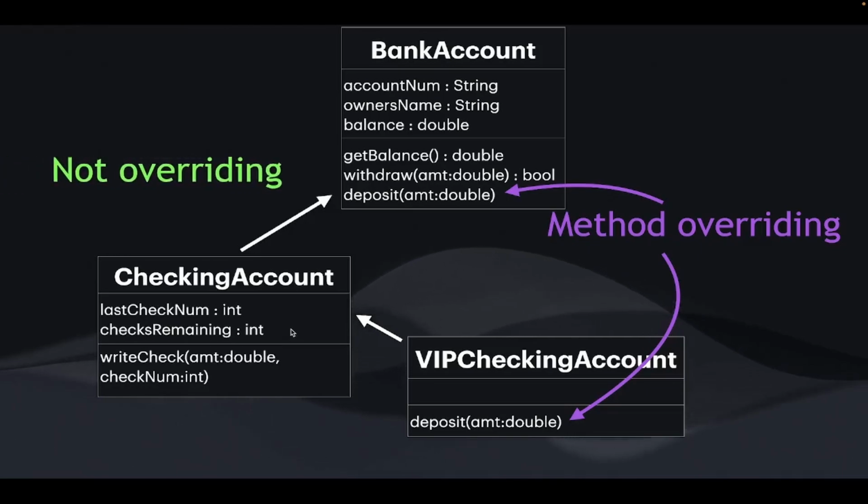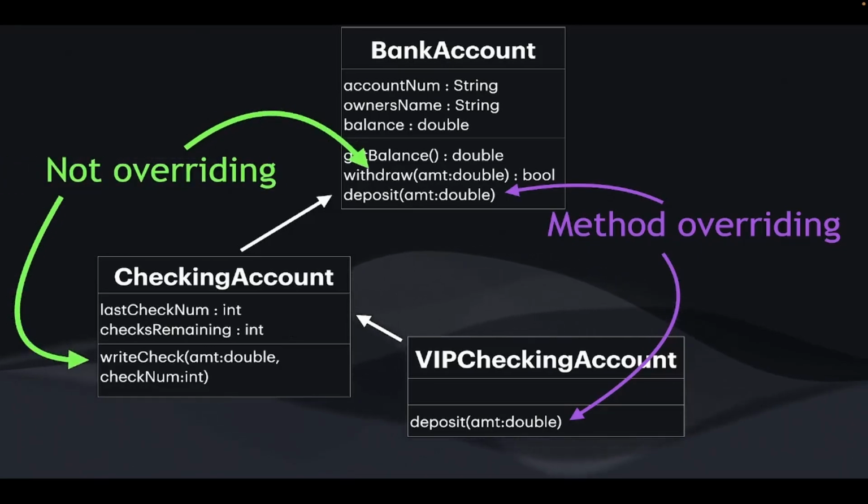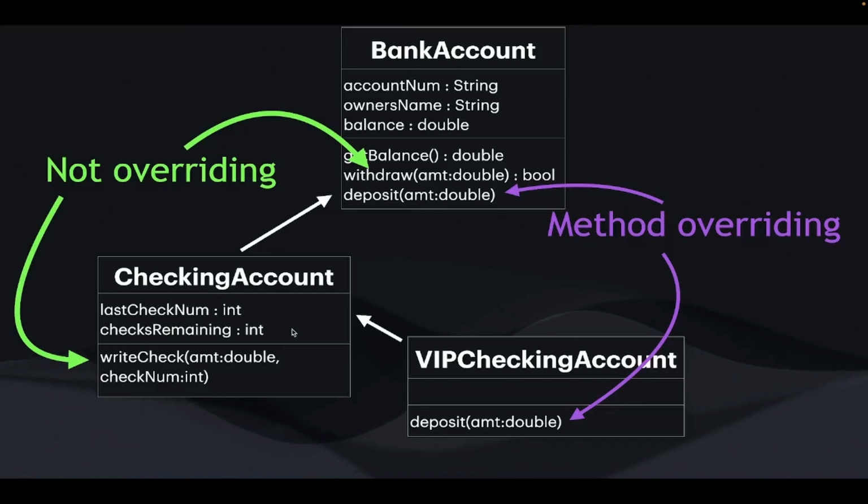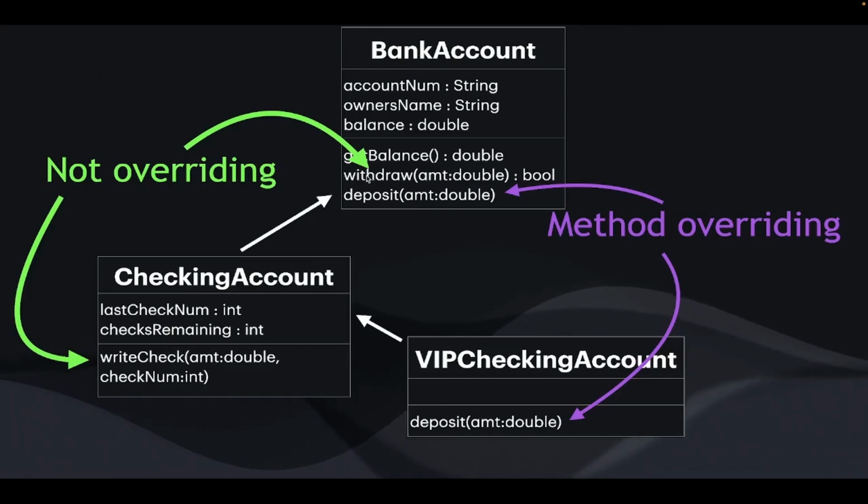If we look at that checking account, I do want to point out we have a write check method that really is almost the same as a withdraw method, right? They both withdraw money from the account. Writing a check involves a little bit of other information. This is not actually an example of overriding. For it to be overriding, you have to use the exact same method name. All right, so this VIP checking account deposit overrides the bank account deposit. The write check method happens to do something very similar to the bank account withdraw, but it's not really overriding.